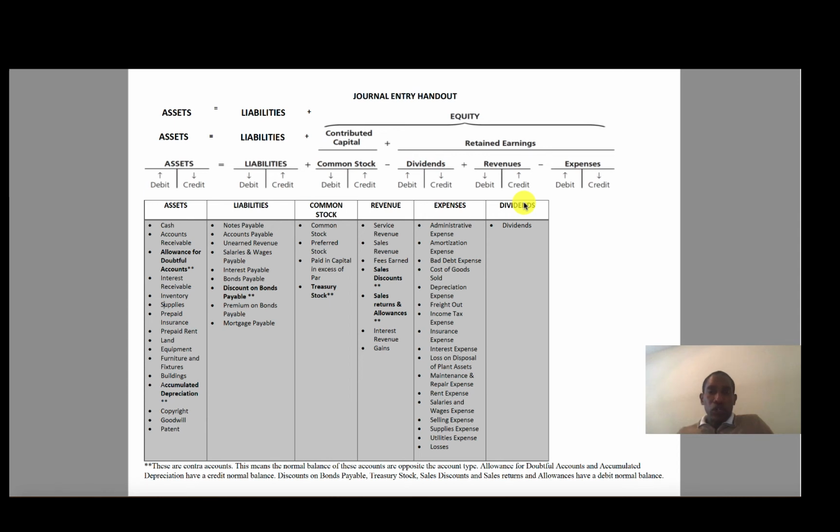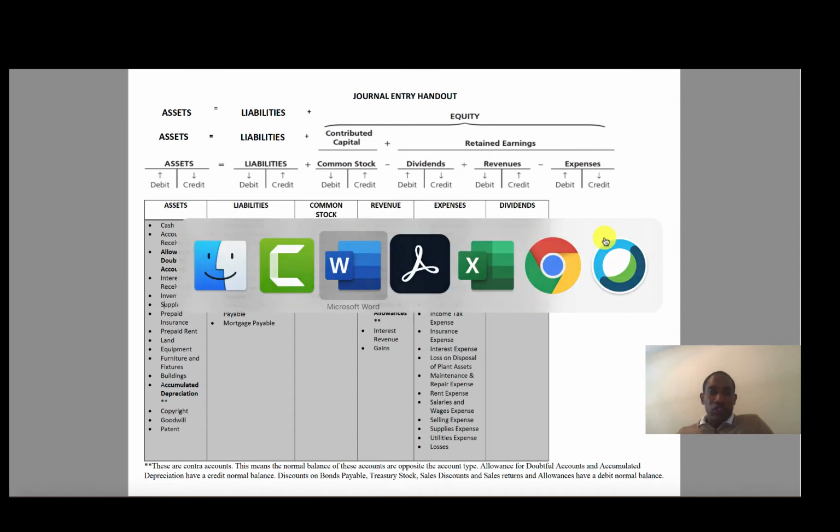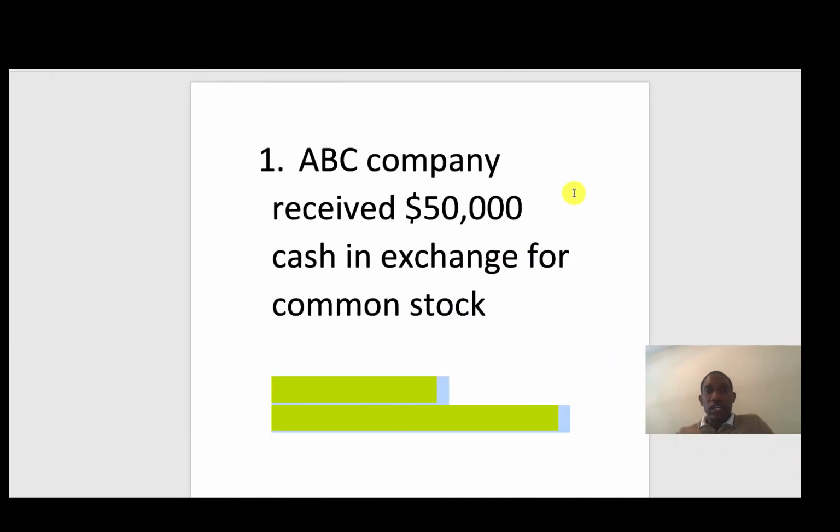In this video, we're going to take all the information we learned about this journal entry worksheet and how to do journal entries, and we're going to do journal entries, okay? All right, so the first thing is here we have ABC Company. Again, we're always doing journal entries from the perspective of the company. ABC Company received $50,000 cash in exchange for common stock.